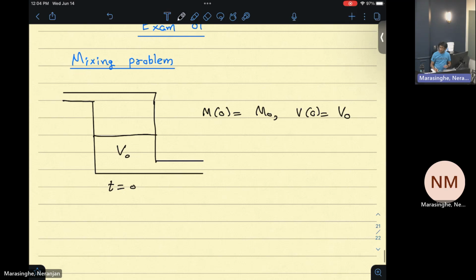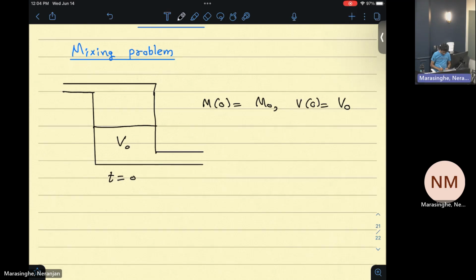At this time, we are going to insert pure water into this tank at a rate of Qi. That means Qi liters would enter this tank within 1 minute, and Q out amount of liquid would go out of the tank within 1 minute. I have given that Qi is greater than Q naught. That condition is very important.